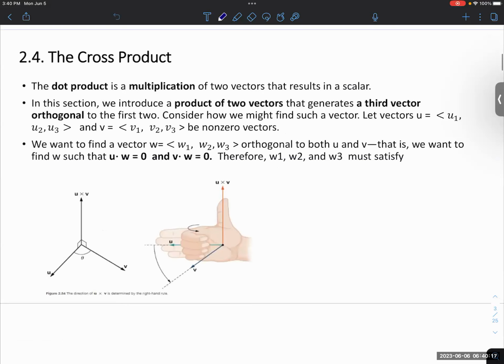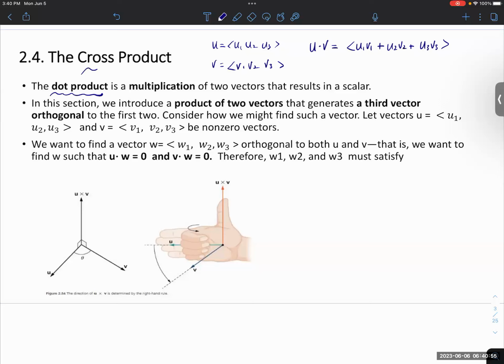If you remember the dot product, we are literally multiplying two vectors. If you have a u vector, let's say u1, u2, u3, and a v vector, v1, v2, v3, the dot product u dot v means u1 times v1 plus u2 times v2, and then u3 times v3, the summation of the products of the corresponding entries. So that was a dot product.